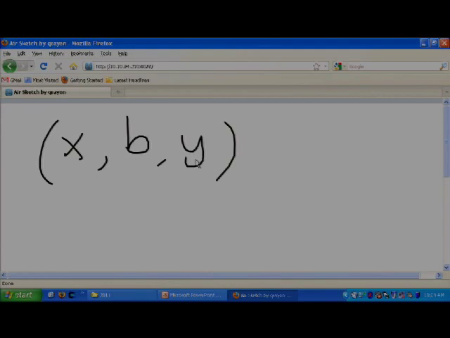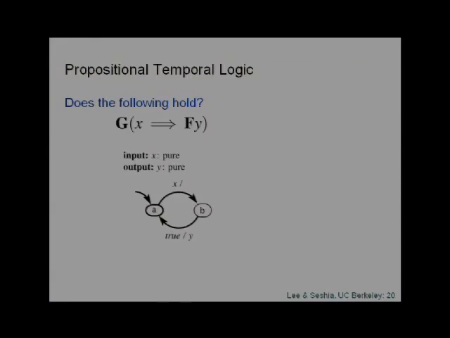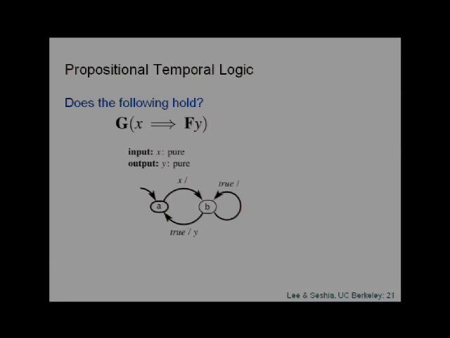Here, same formula, but a slightly different system. Note here, we have a non-deterministic system. So in state B, you can either loop back here, or you can go back to state A and output a Y. So now, does globally X implies future Y hold for all traces that the state machine can produce? No? Yeah, exactly. Technically, all you have to do to show that this state machine doesn't satisfy the property is to find one trace which the property does not satisfy.